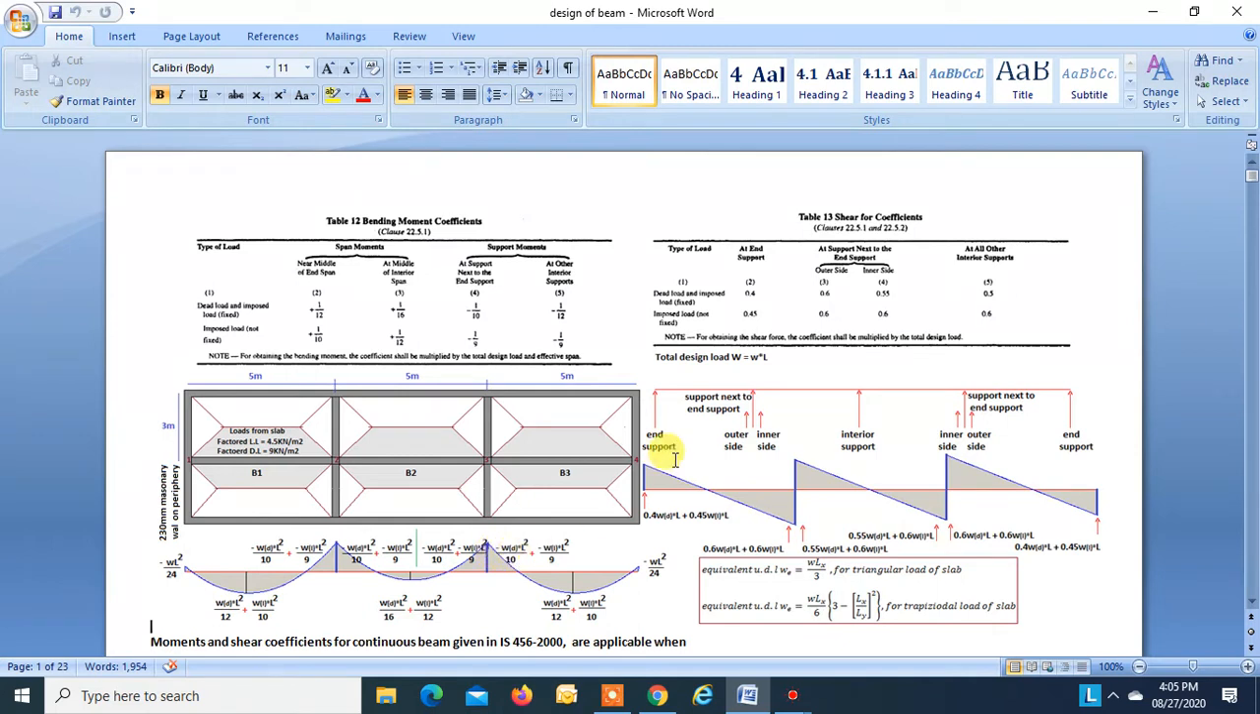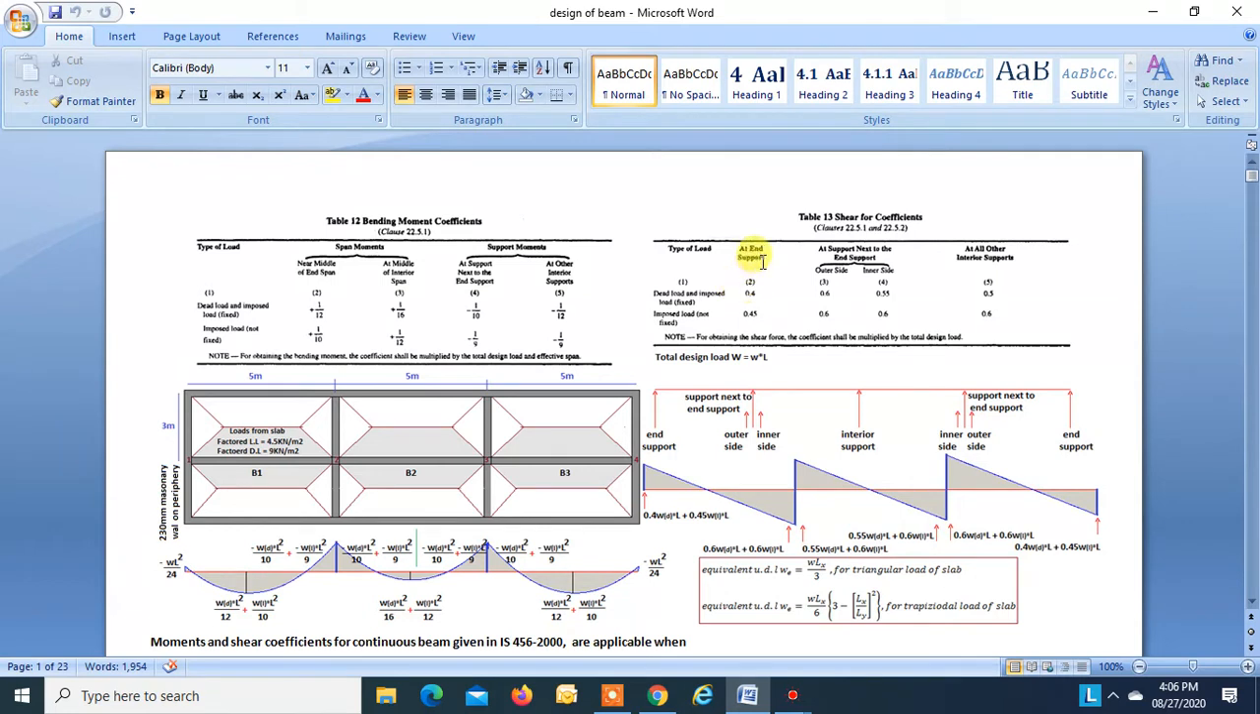Now let us see how the shear coefficients are applied. So these are the shear coefficients for the dead loads, and these are for the live loads, right? For getting the shear force, you have to multiply this coefficient with total load, that is capital W. But we are taking small w, that is kilonewton per meter. So our shear force will be equal to coefficient into wL.